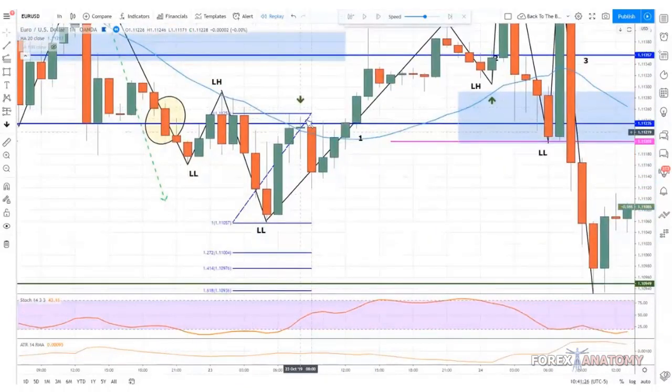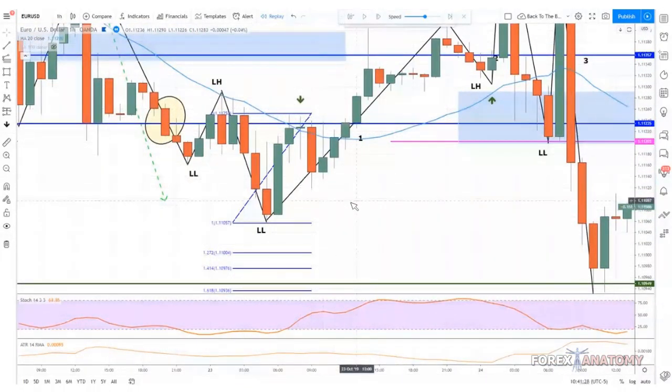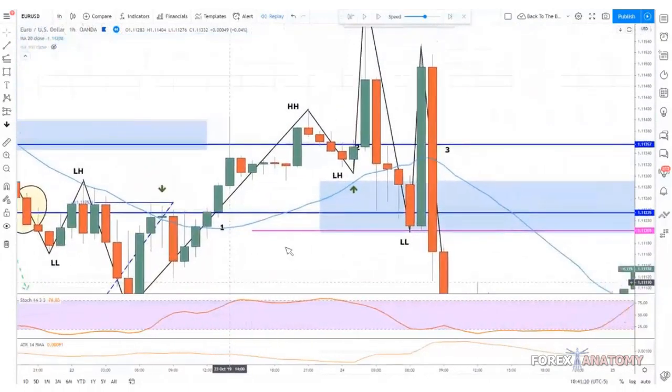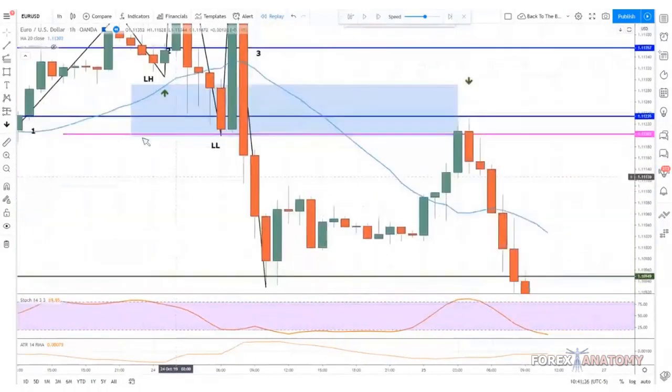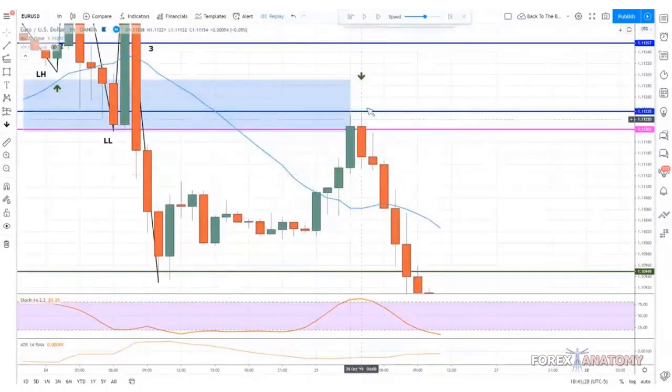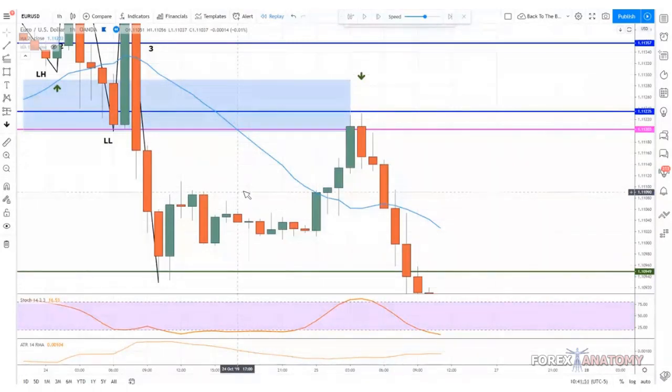This would have been a loser, of course. This would have been a loser. A winner right here. We would have won right here. So we're 2 out of 3. And then this would have been a winner right here. So then we're 3 out of 4. We won 3 trades and lost only 1 trade. So this is how you guys should be trading. And this was strictly on the Euro USD, but you can do this on a number of different pairs.